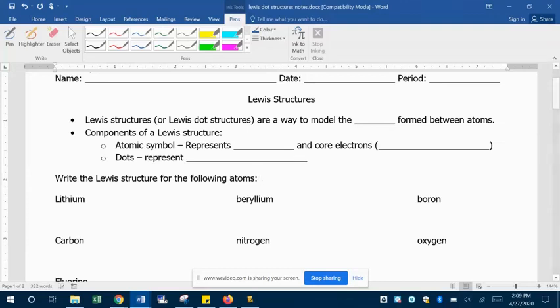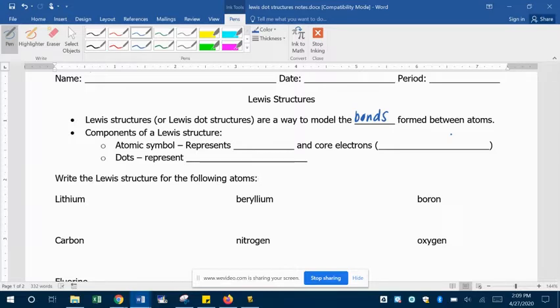So today we are going to do notes on Lewis structures. They can either be called Lewis structures or Lewis dot structures. And why we use them is because they are a way to model the bonds that are formed between atoms. So we're going to have two components of the Lewis structure.